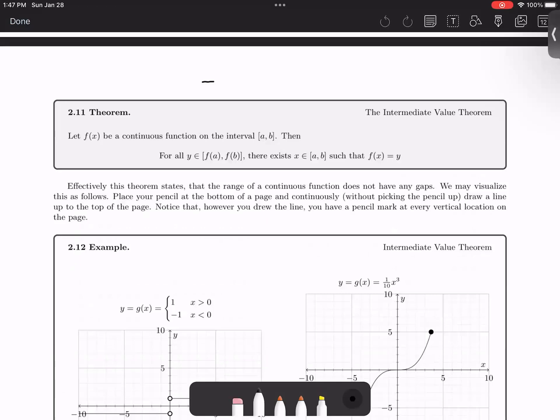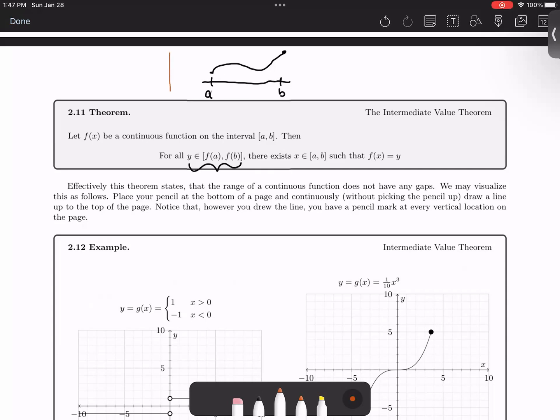We've got a sitting right there, we've got b sitting right here, and we have some sort of continuous function. Who knows what it does, but it's continuous. Then the conclusion is for any y value in between the outputs of the function, f of a and f of b, so let's figure out where those are.